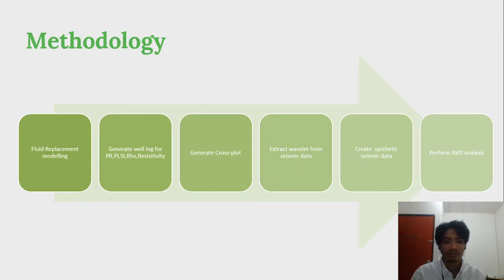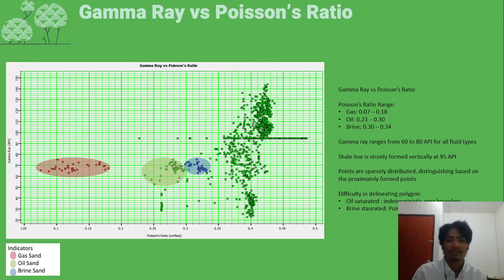First, fluid displacement modeling, and then we generate well logs for Poisson ratio, P impedance, S impedance, rho, and resistivity. Next, we generate cross plots. After that, we extract a wavelet from the seismic data, followed by creating synthetic seismic data, and lastly, we perform AVO analysis. This is the result.